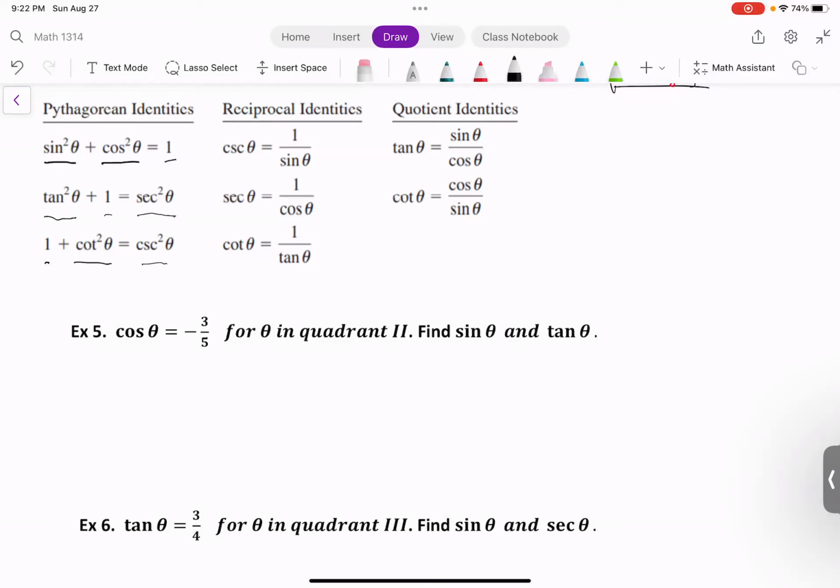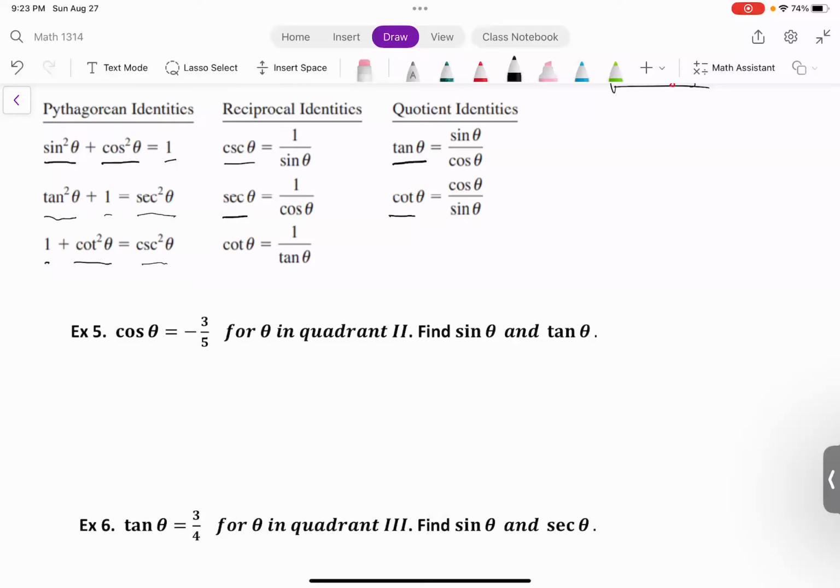Reciprocal identities, the second column. We have reviewed this before. Cosecant theta equals 1 over sine theta. Secant theta equals 1 over cosine theta. Cotangent theta equals 1 over tangent theta. The last part is the quotient identities. Tangent theta equals sine over cosine. Cotangent equals cosine over sine.